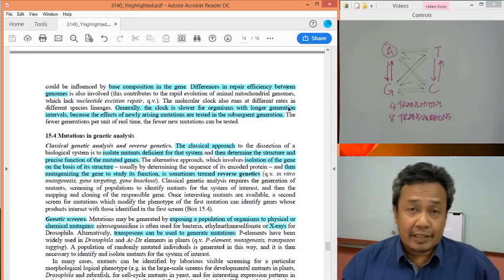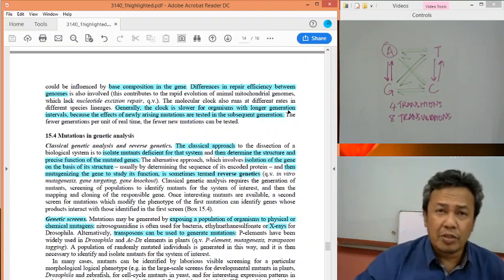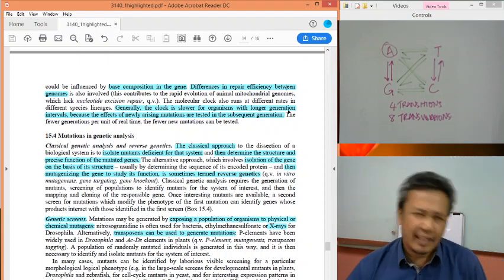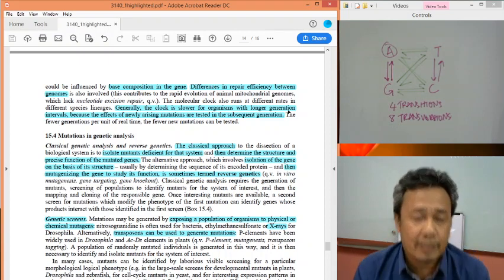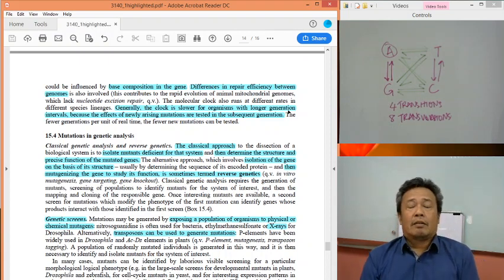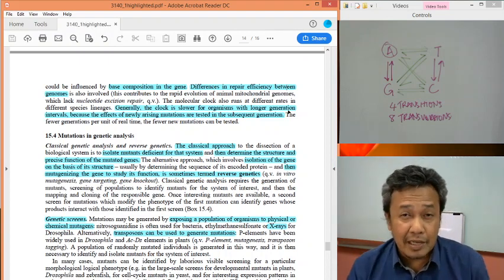And finally, in the last section of this paper, we're talking about the use of mutations in genetic analysis. Again, I've mentioned this in class. Remember, I talked about the bread mold, Neurospora crassa. I talked about minimal medium.